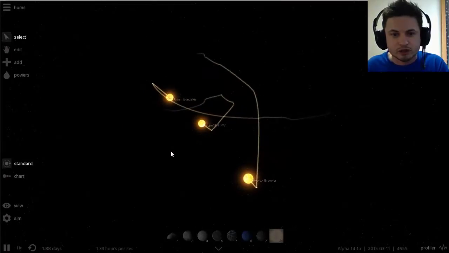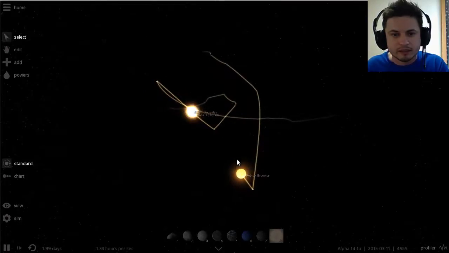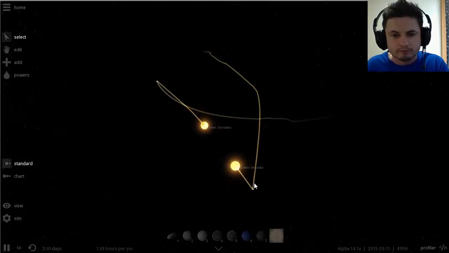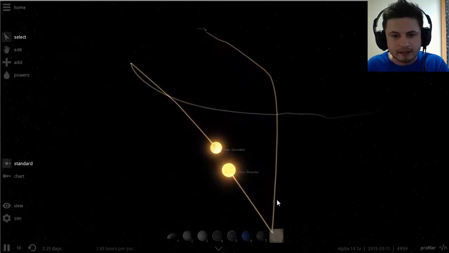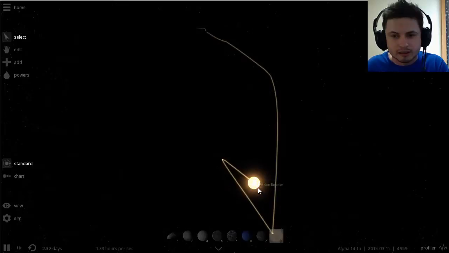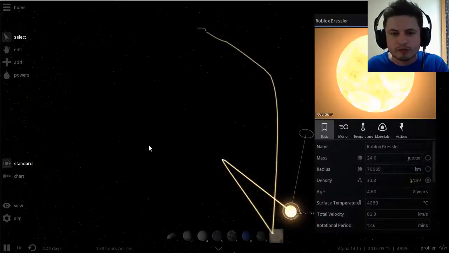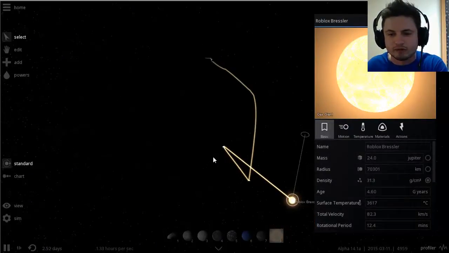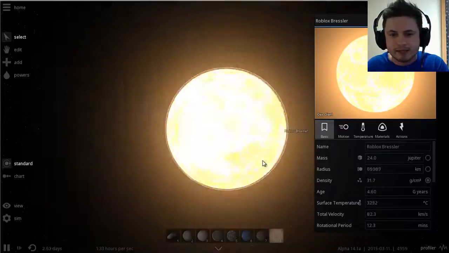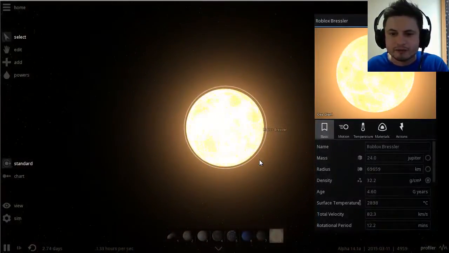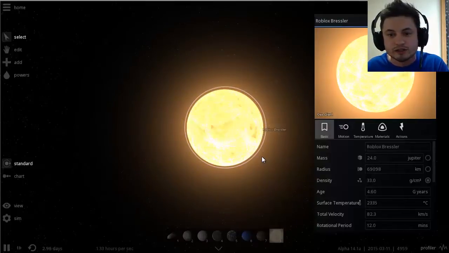The gaseous of all giants is going to be... and it is going to be... here we go. The winner is Roblox Bressler. He is the gaseous of all giants. He came on top. He is at 3,000 degrees Celsius. He's going to transform into a beautiful gas giant. Congratulations to you, Roblox. You win the copy.